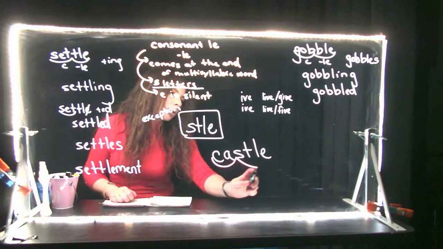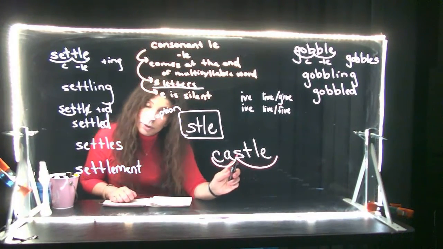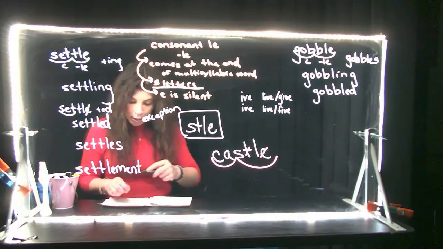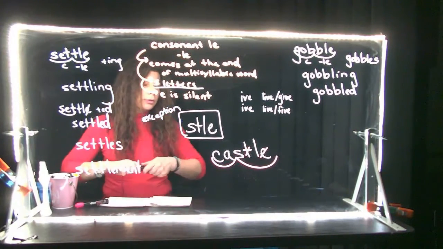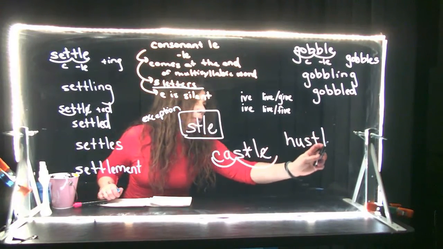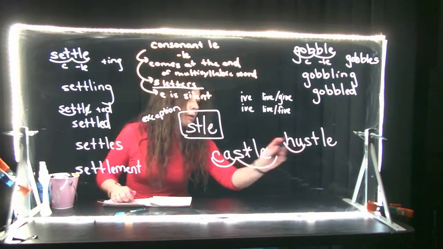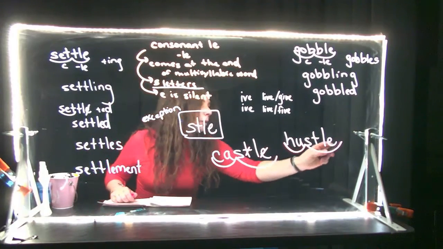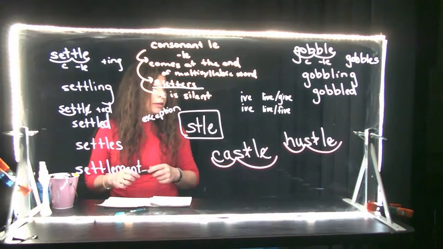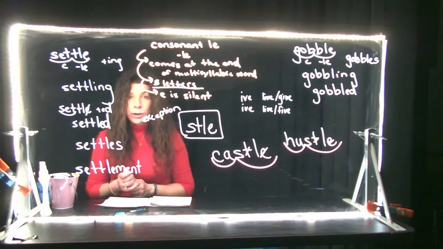Castle. You don't hear that, and you don't hear that. In the word hustle. So if you're practicing sport, or I might say hustle up, hustle, speed it up, hustle, soul. I don't hear that T and I don't hear that E. You just have to know if it's a word like castle, hustle, the T and the E are silent.